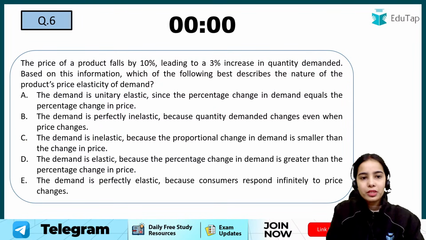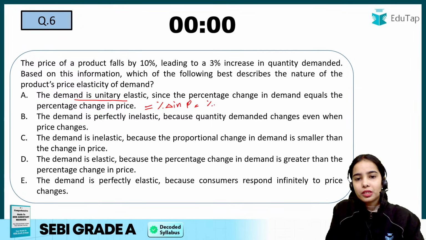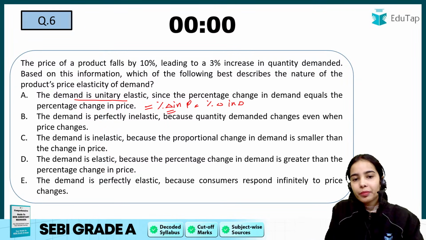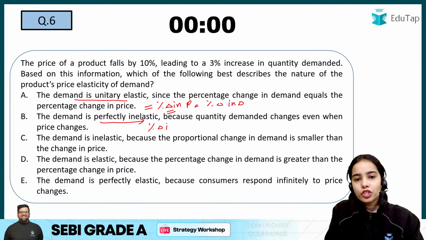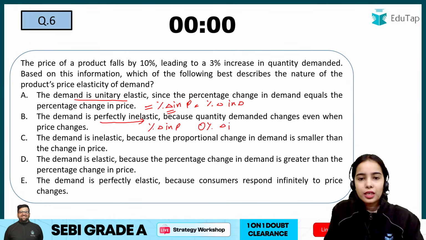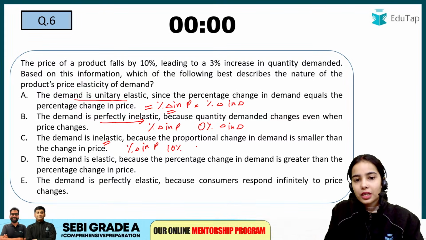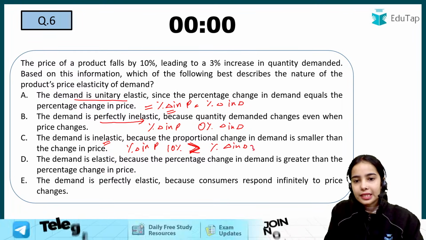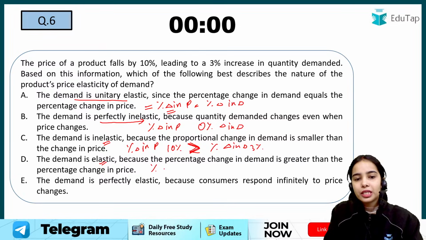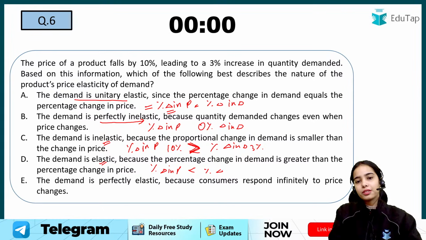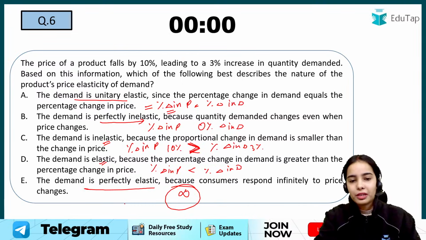So let me show you the numbers. Unitary elastic means that the percentage change in price is equal to the percentage change in demand. So if price is increasing by 10%, demand will decrease by 10%. Demand is perfectly inelastic when, with a percentage change in price, there is 0% change in demand. In inelastic demand, with a percentage change in price of 10%, the percentage change in demand is less, that is, by 3% only. In elastic demand, the percentage change in demand is greater than the percentage change in price. Demand is perfectly elastic when there is infinite change in demand. So that is the idea.